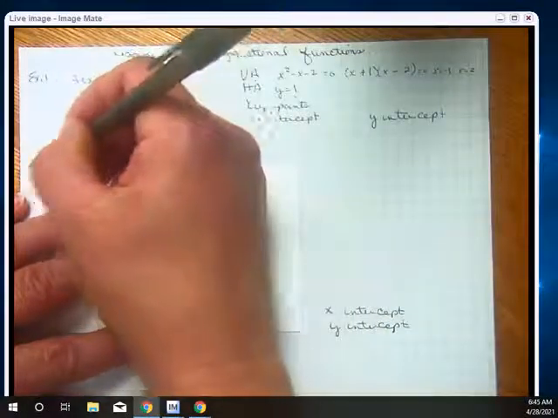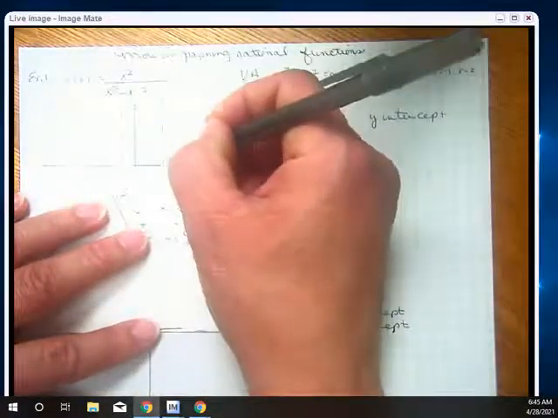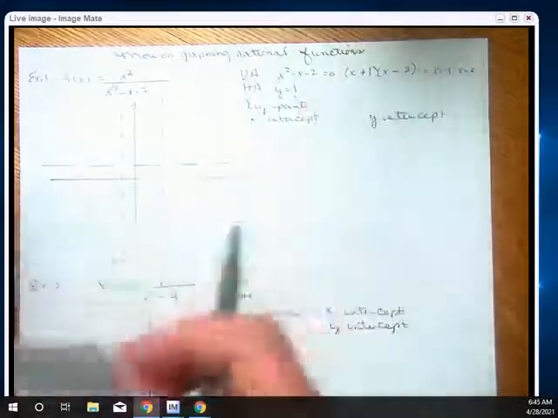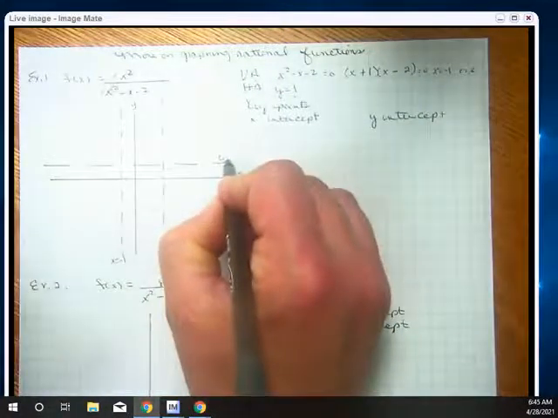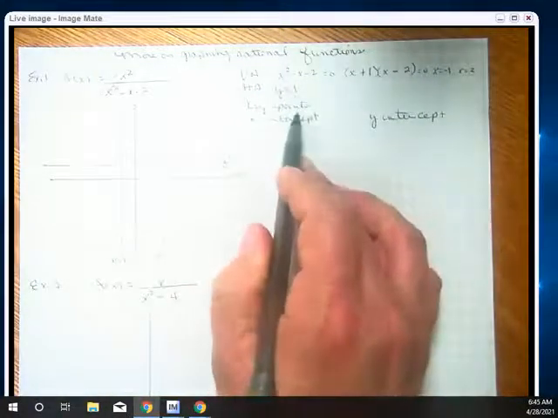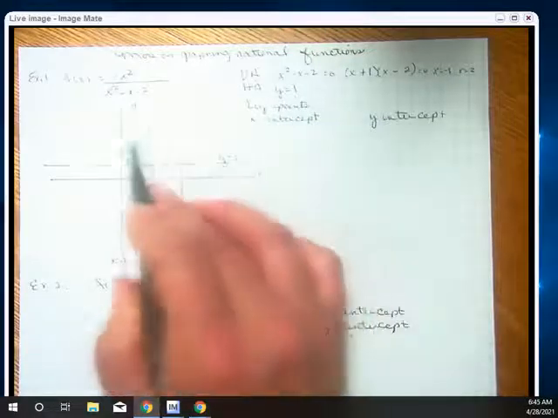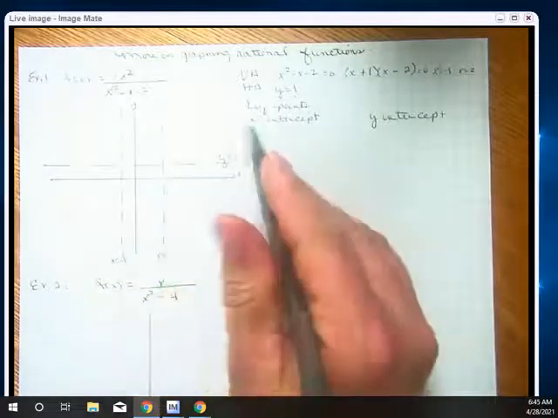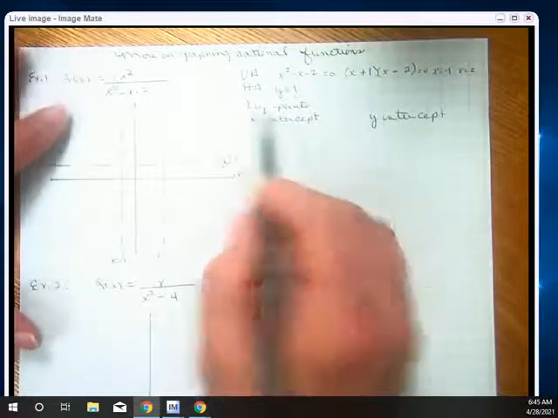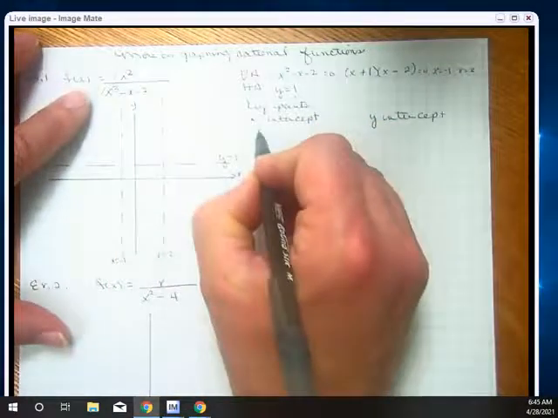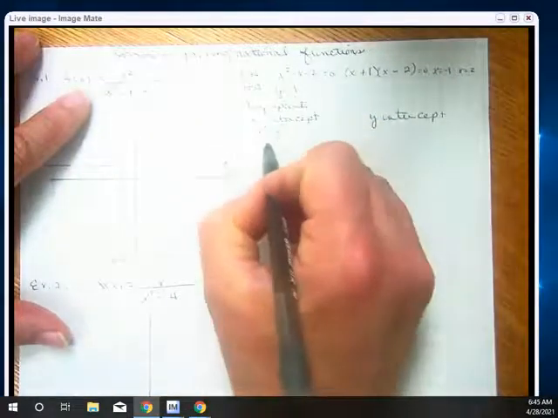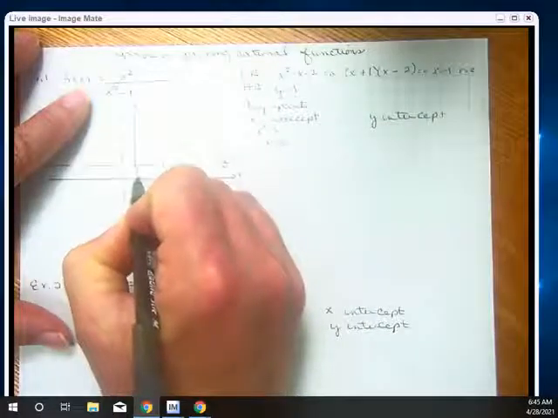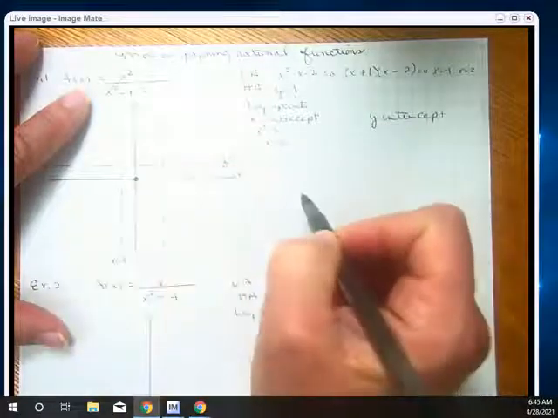When I put in the horizontal asymptote, I have now divided my graph into 6 parts. And by finding the key points, I know where my actual graph is going to be. To find the x-intercept, you set the numerator equal to 0. Therefore, I'm at the point 0, 0.